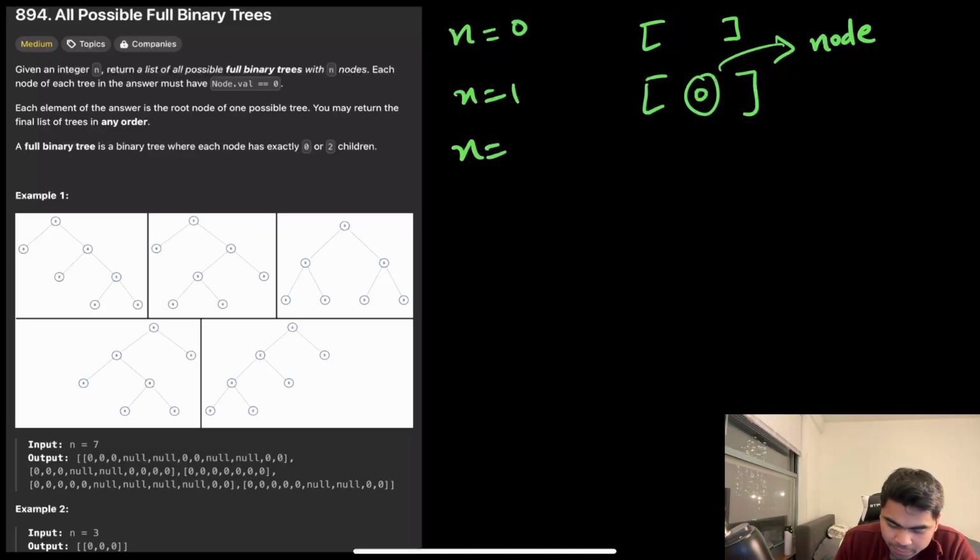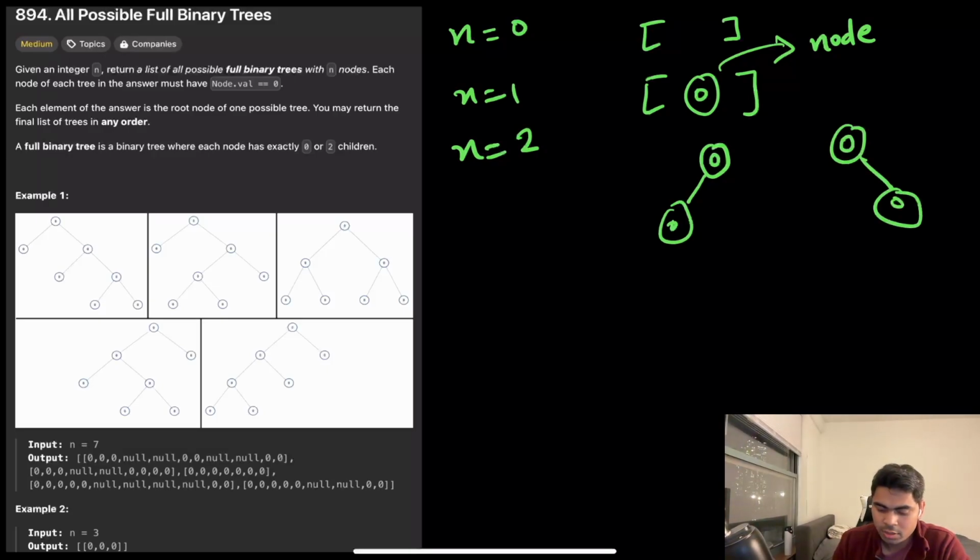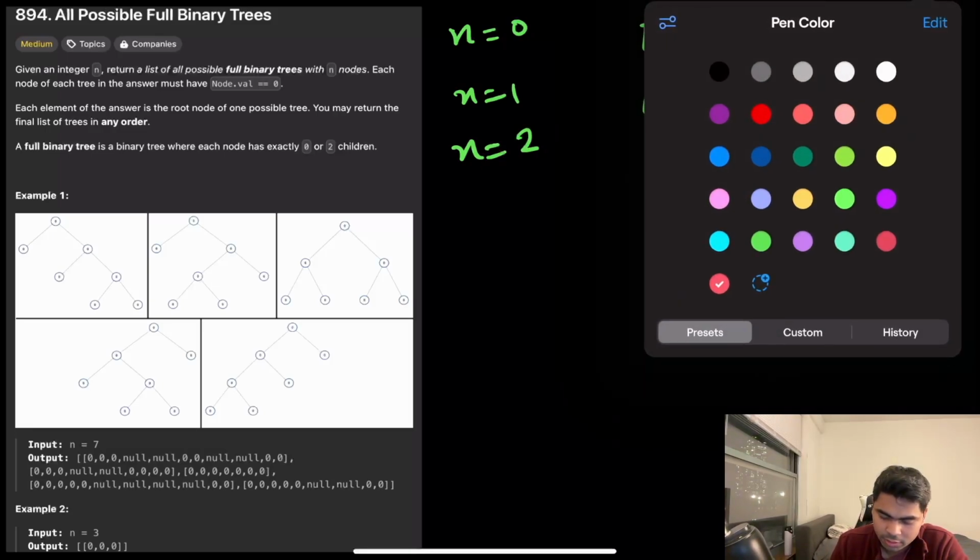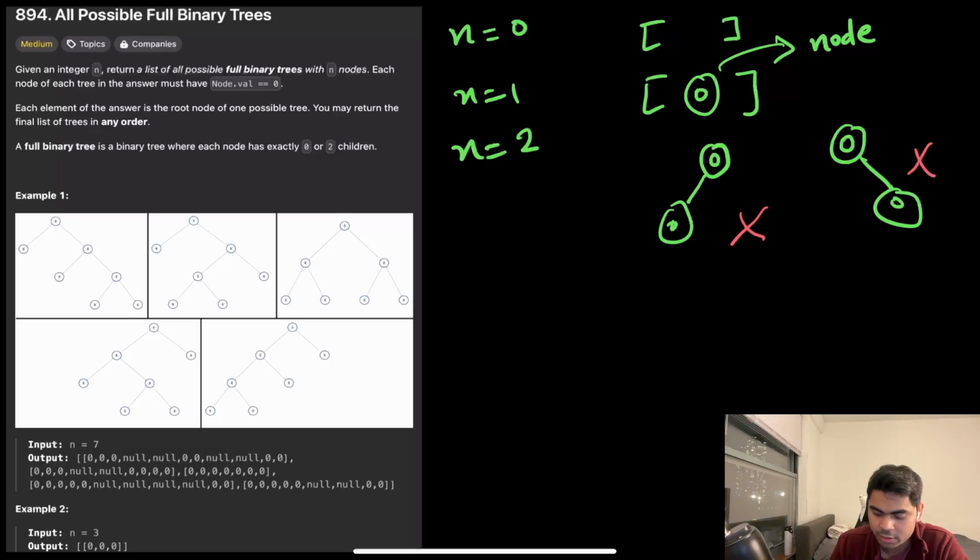But what's going to happen if n is equal to 2? In that case, it's not possible, since that wouldn't be a full binary tree. Using 2 nodes, we can have this tree or this tree, and these are not full binary trees. So this will again return an empty list.